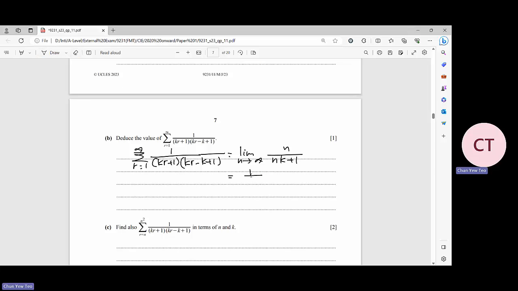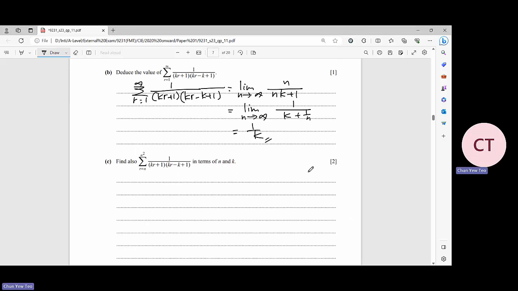And for this case, you can actually divide everyone by n first. If you're not so sure, usually we can divide everyone by n. So if you divide everyone by n, then this is what you have. Then when n goes to infinity, 1 over n will become 0. So therefore, you get 1 over k. Done for part B.